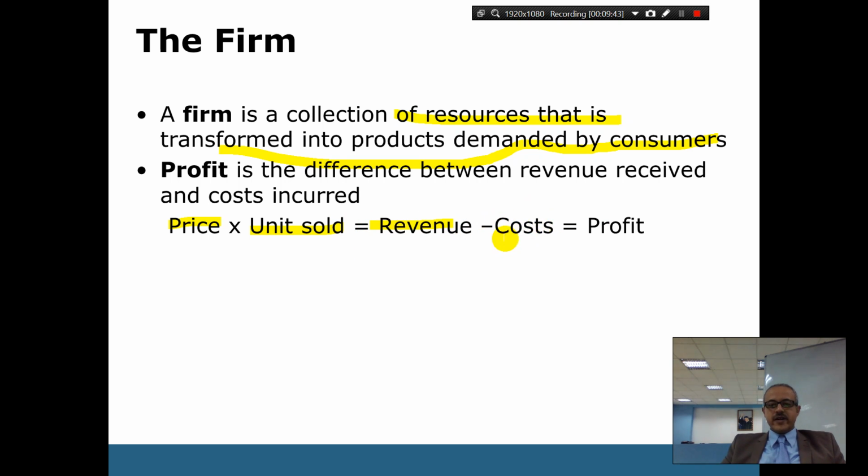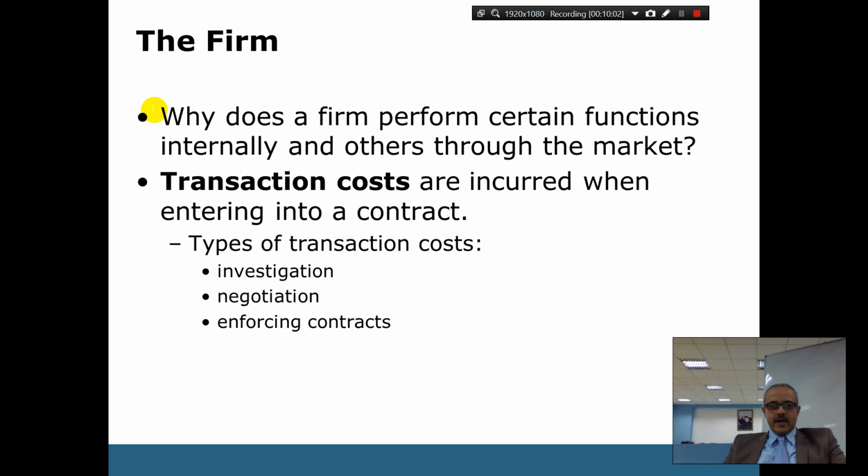You deduct your costs, all the salaries you had to pay, all of the rent you had to pay for trucks. If you borrowed money, you have to pay its interest. If you have people, you have to pay their salaries, and you get your profits. Why does a firm perform certain functions internally and others through the market? That's when we have the transaction costs.